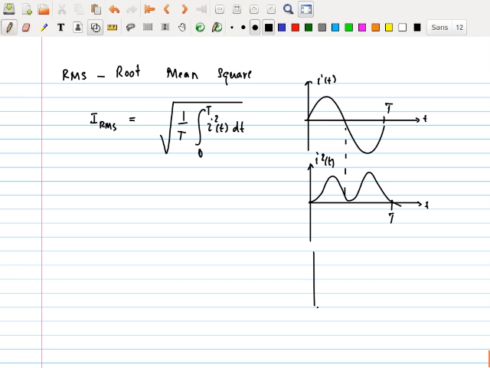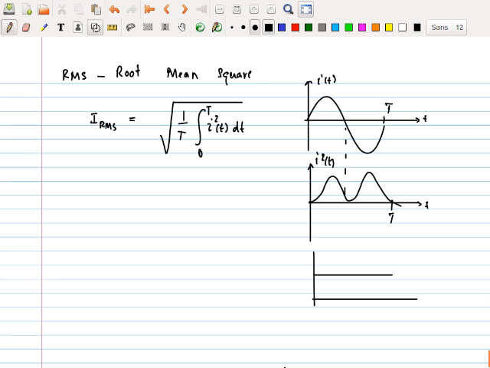So essentially, what you are trying to find out here is that you add up everything, then take an average over t, take the root, and what you get is a DC value. It's a constant value. It has nothing to do with t after that, right? So the RMS means that you are trying to take an AC waveform and find the equivalent DC value of that AC waveform.